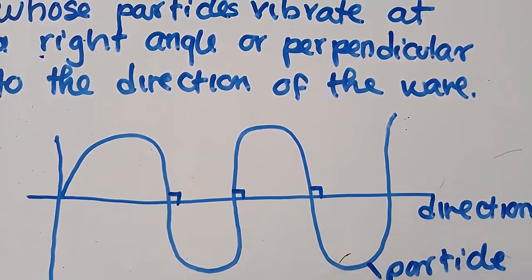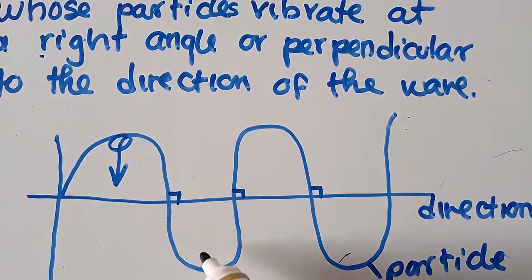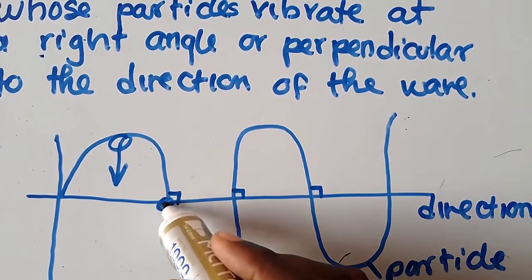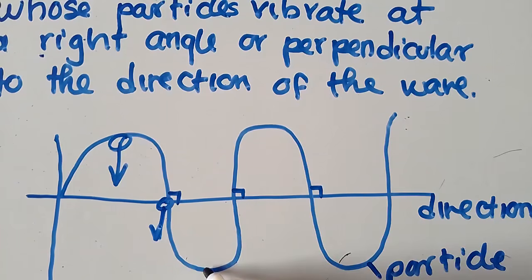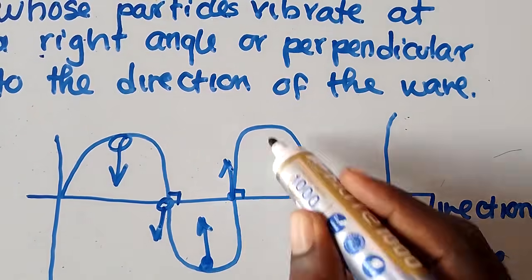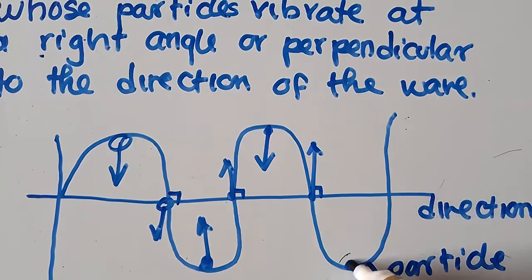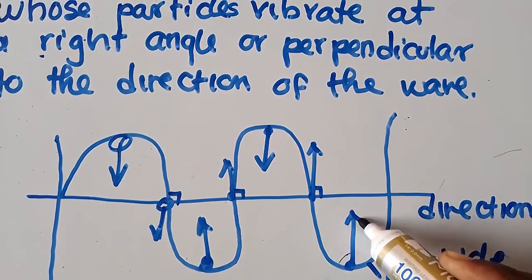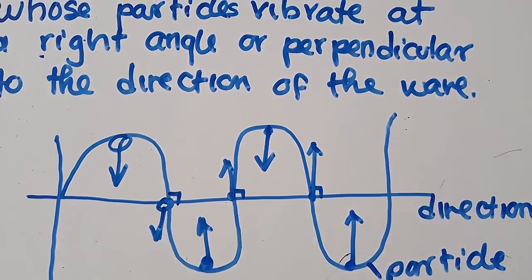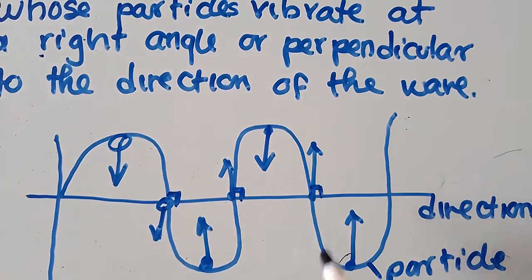These particles are vibrating like this. This is what you need to know and understand. Even as they are vibrating, they are making a 90 degrees angle. This is just a base example that can help you revise.